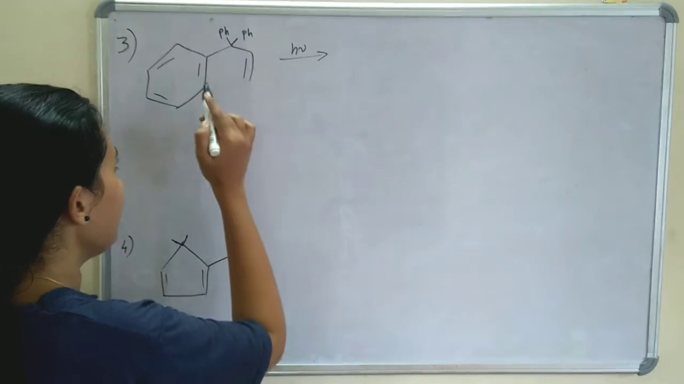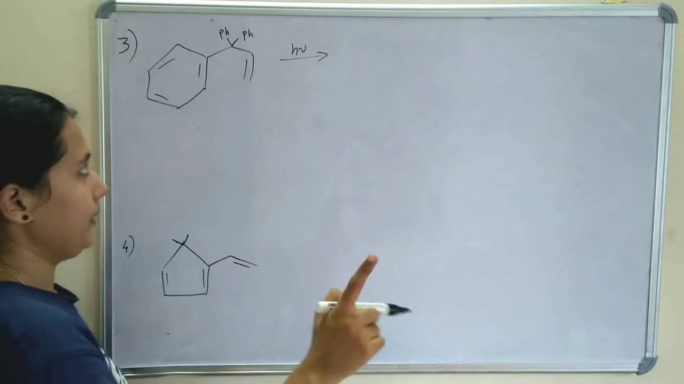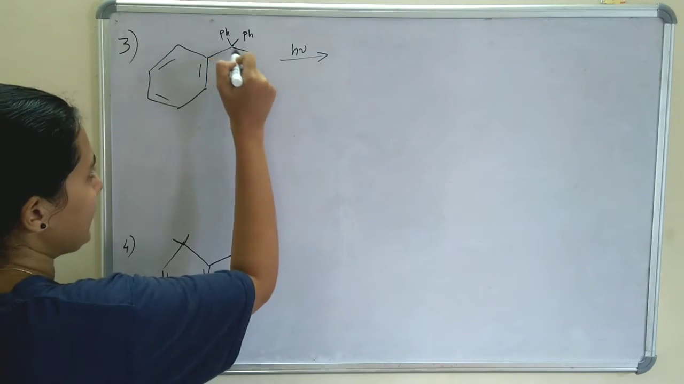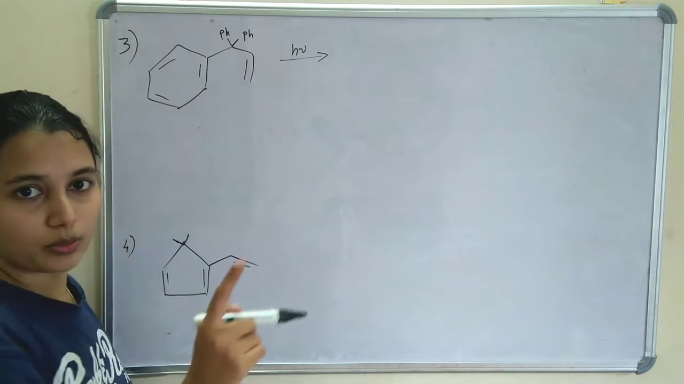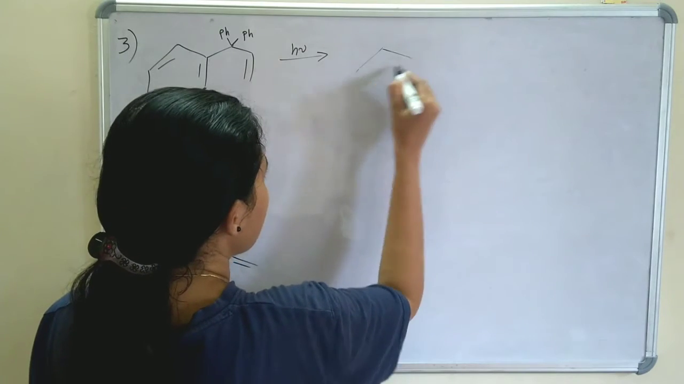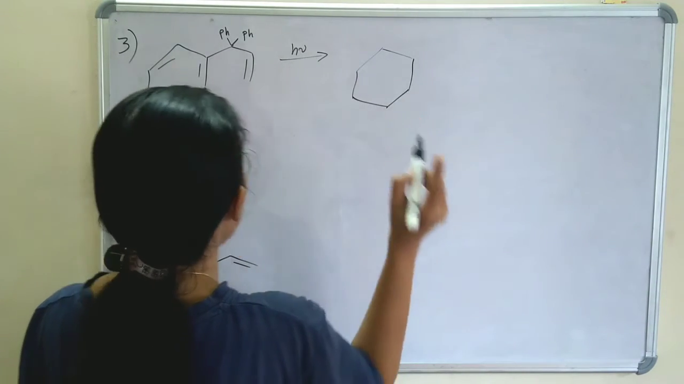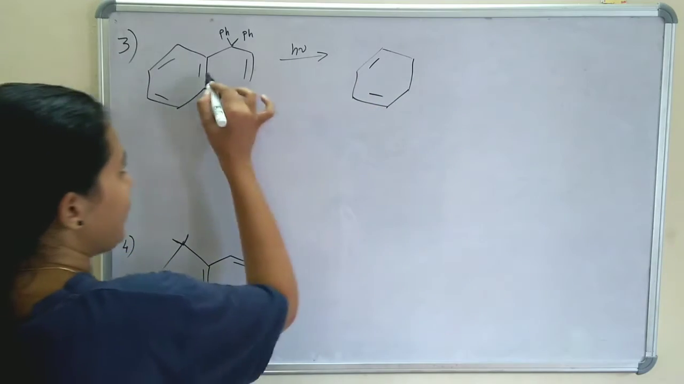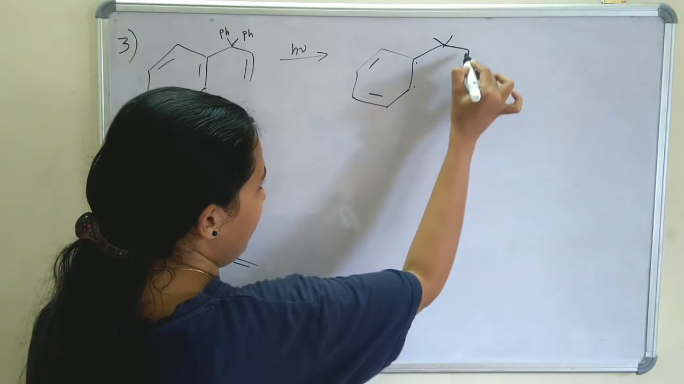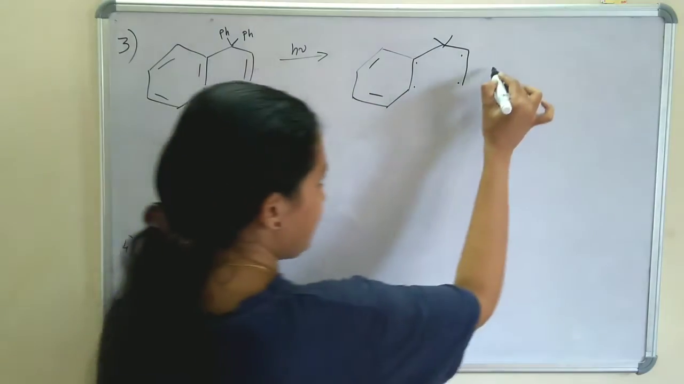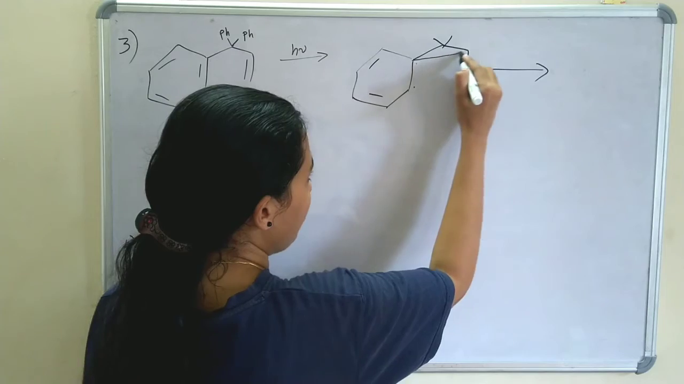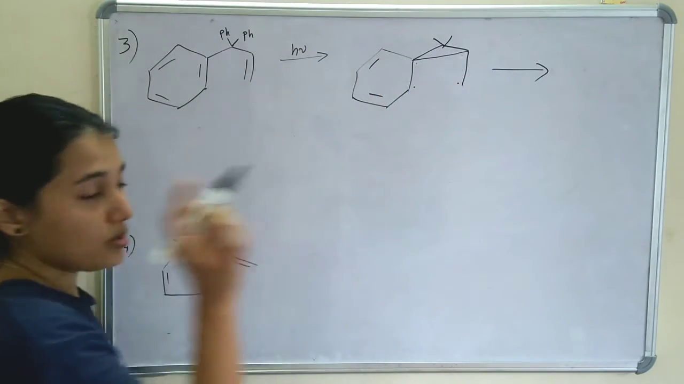Third example, we have to identify the 1,4-diene. So this is a benzene ring and this will be the 1,4-diene. 1, 2, 3, 4, 5. And the third carbon should be a saturated carbon. And here it is sp3 hybridized. So it's a saturated carbon. So now what happens? Homolytic cleavage of these two bonds. So it is homolytically cleaved. So a radical is formed. Here two radicals are formed. Now the next step is to form a cyclopropane ring. So this is made into a cyclopropane ring.